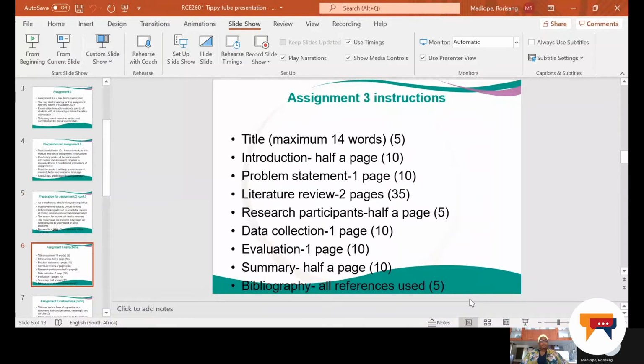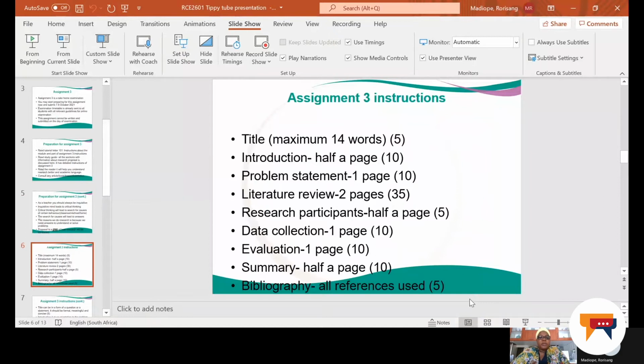These are the subtopics that you will find on your proposal. You need to have a title, which should have more than 14 words. You must have an introduction, which is half a page. The problem statement should be a maximum of 1 page. Literature review should be a maximum of 2 pages.